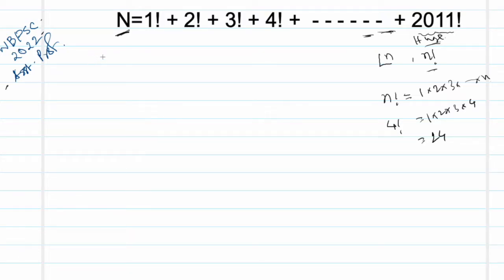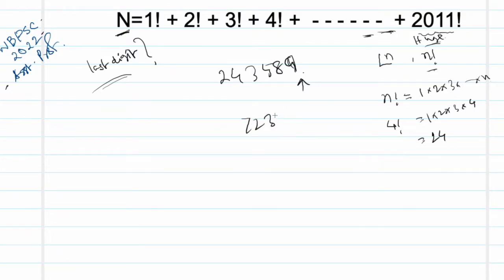So what is the last digit? For example, if I say 243589, then the last digit is 9. Similarly, 72325, what is the last digit? This is 5. For 5100120, the last digit is 0. So we know these numbers, and it is very easy to see the last digit.